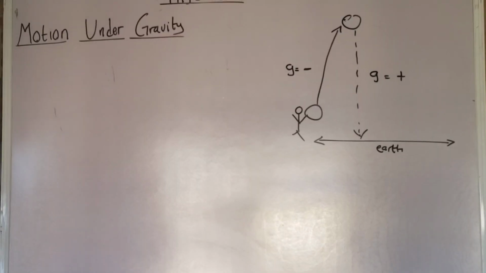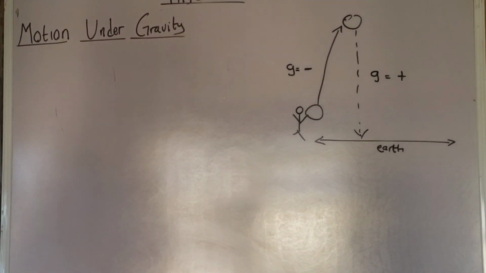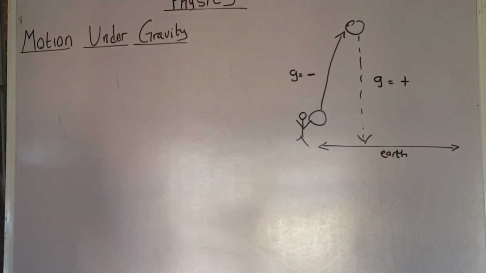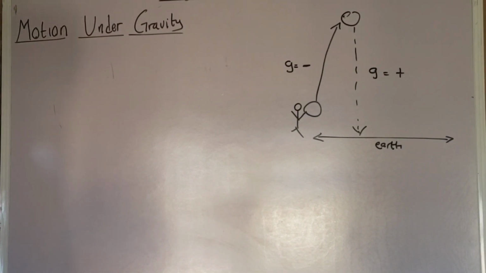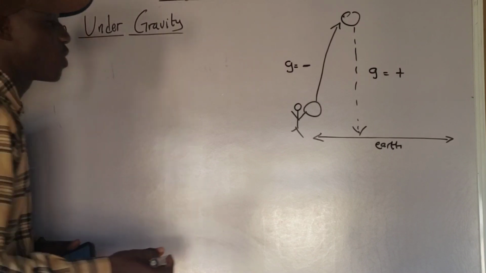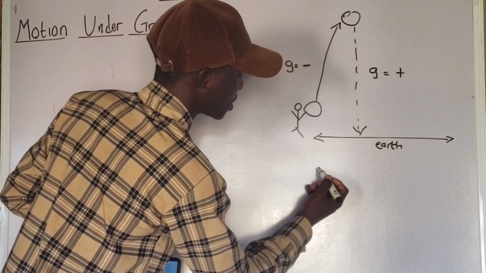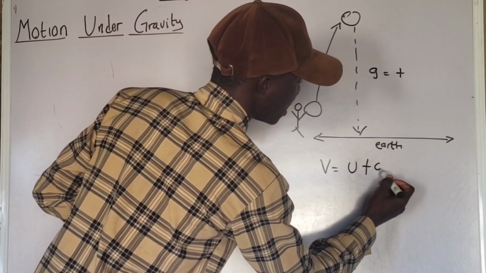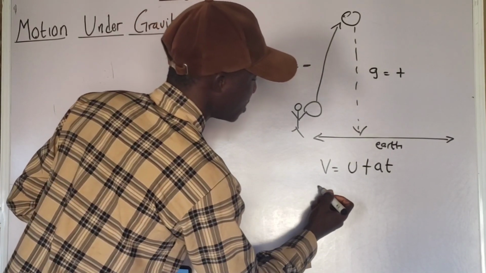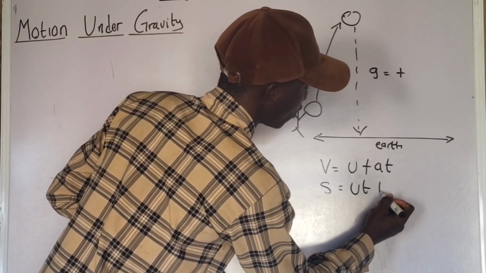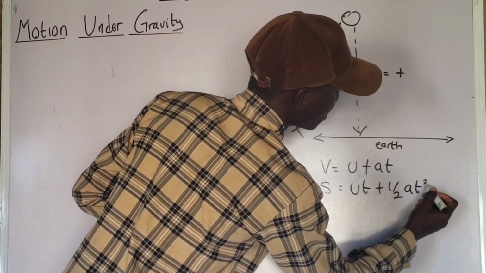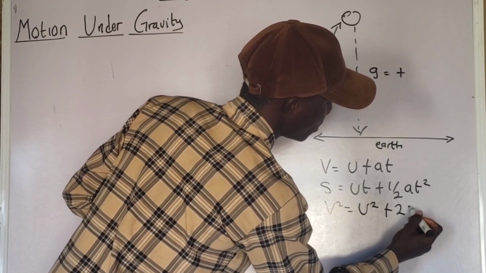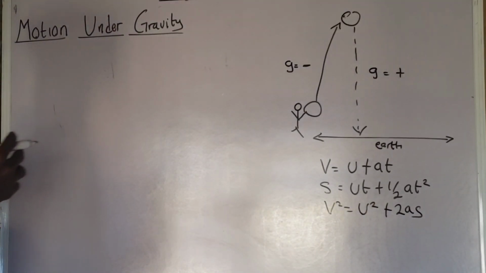This concept is related to equations of motion. The equations of motion under gravity are derived from the equations of motion for rectilinear motion. Please pay attention. The equations of motion under rectilinear motion are these. The first one is v = u + at. The second one is s = ut + 1/2 at². And the third one is v² = u² + 2as. These are for rectilinear motion.